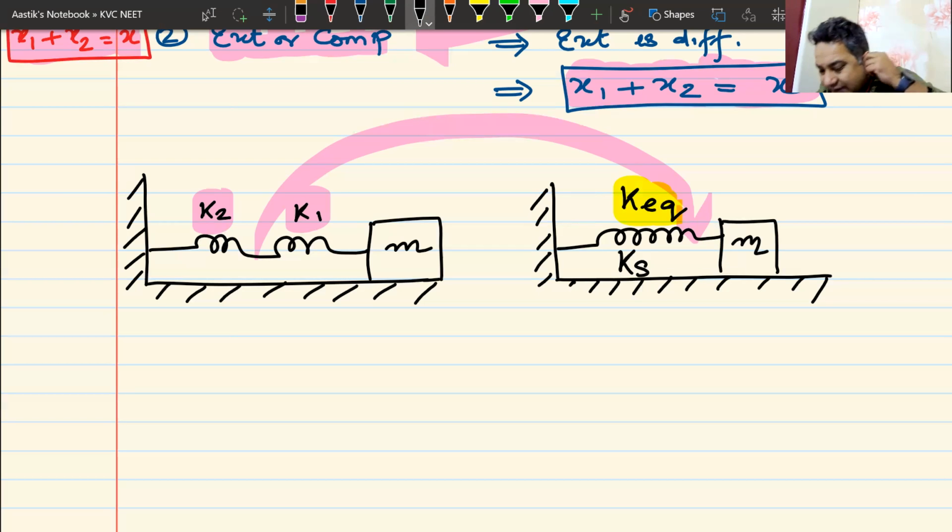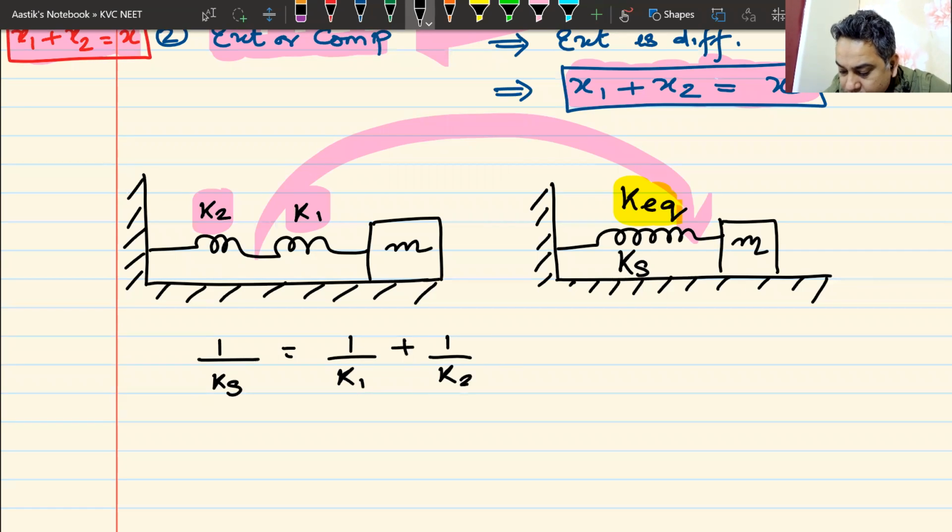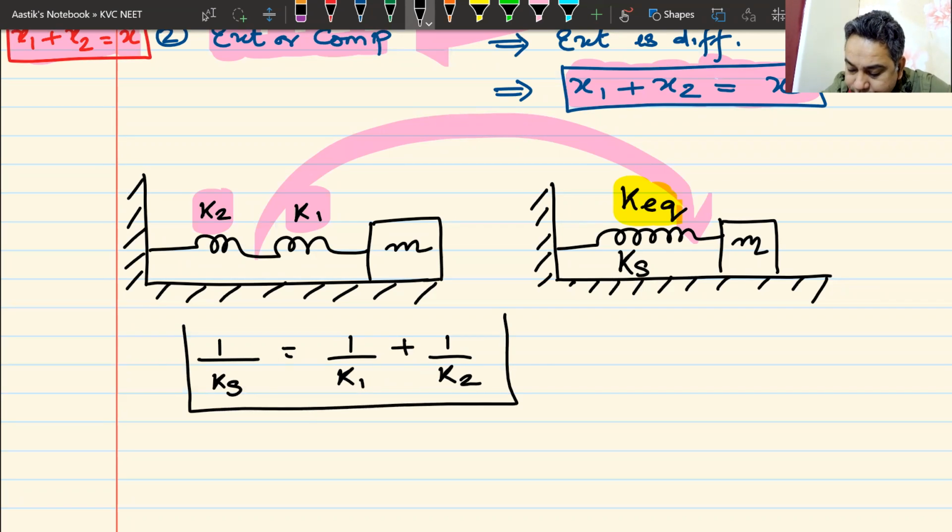Now, I'll not go into how it's derived. I can derive it in 2 minutes, but that will not serve any useful purpose. When I remove these 2 springs and put 1 spring in place of that spring, what is the spring constant of that spring? That is the only concern that we have. So the formula for this is 1 by Ks or 1 by K equivalent will be equal to 1 by K1 plus 1 by K2. This is how you can find out the spring constant of this equivalent spring.